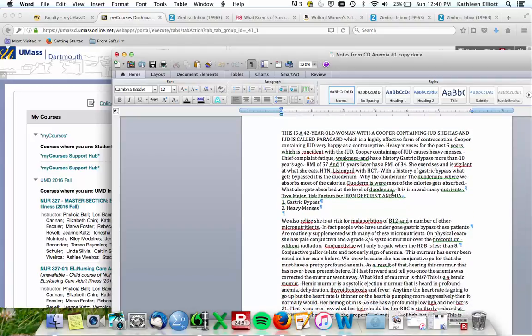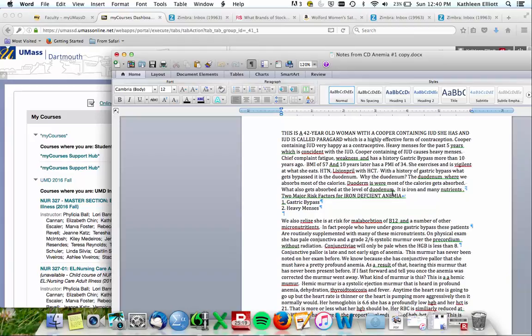You have a 42-year-old woman with a copper-containing IUD. She has an IUD called Paragard, which is a highly effective form of contraception. The copper-containing IUD is one of the most efficient contraceptives. However, heavy menses occurs, and she correlated this with the insertion of an IUD 5 years ago. And again, copper-containing IUD causes heavy menses.